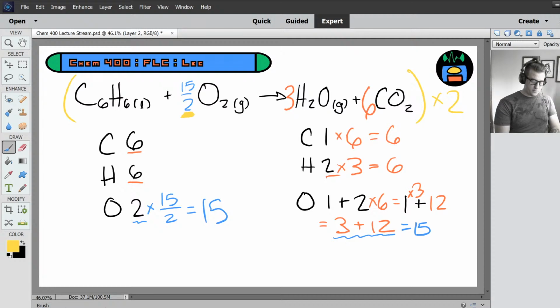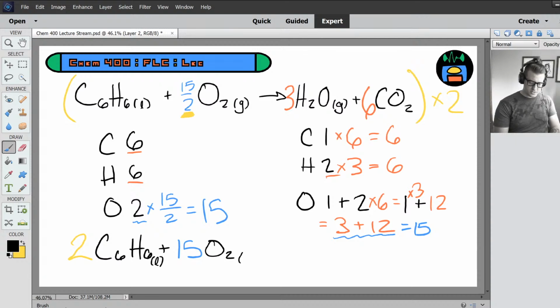So when we do that, we will come up with our final answer of 2 molecules of benzene plus 15 molecules of oxygen. Oh, sorry, benzene's a liquid, oxygen's a gas. And this will produce 6 molecules of water vapor.